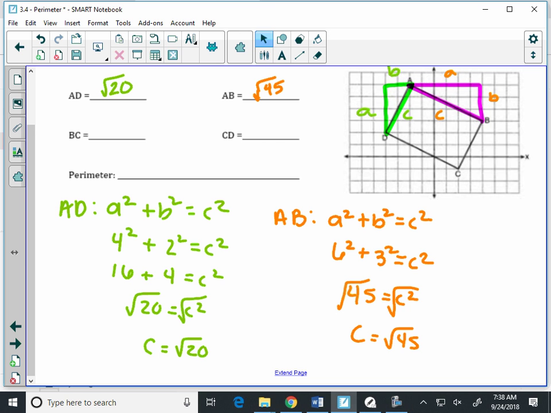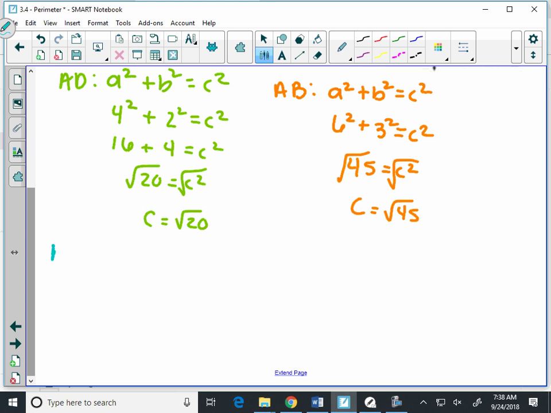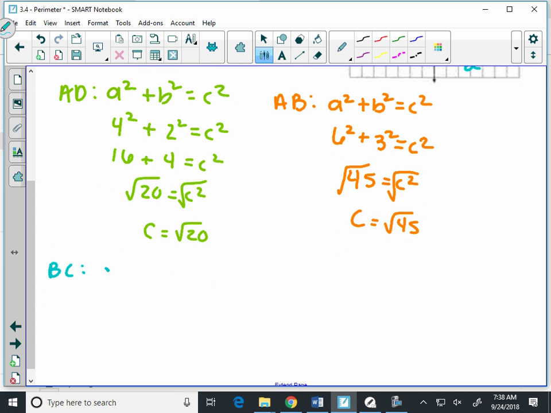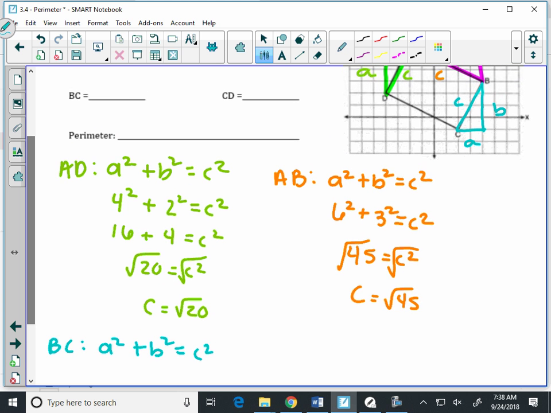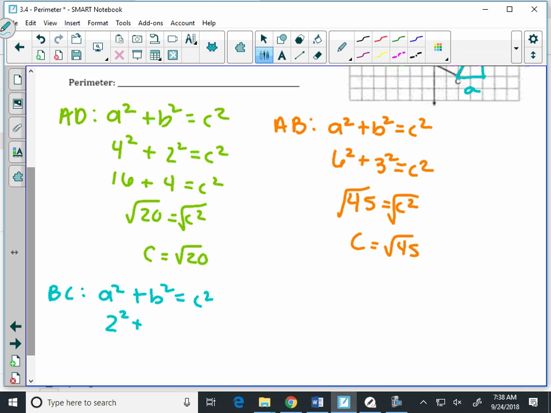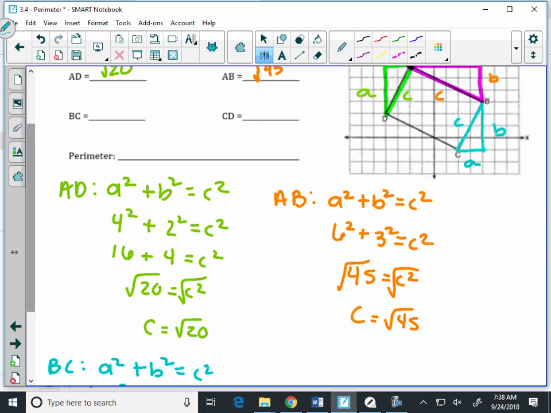So now let's find that next side. Let's find BC. Make our right triangle. Right, we're trying to find our C. Make that my A. Make that my B. What was it? BC is we're trying to find? Again, we're plugging those values into the Pythagorean theorem. When we count to get our A, I count 1, 2. When we count to get our B, I count 1, 2, 3, 4.